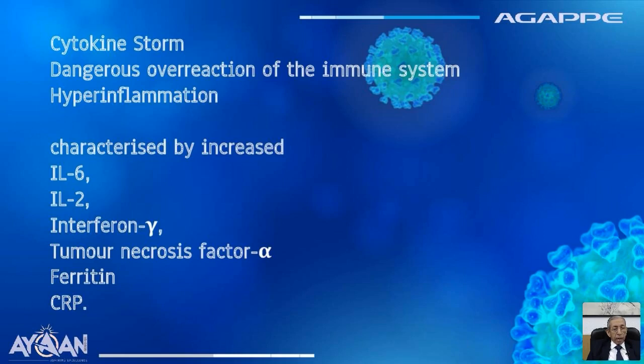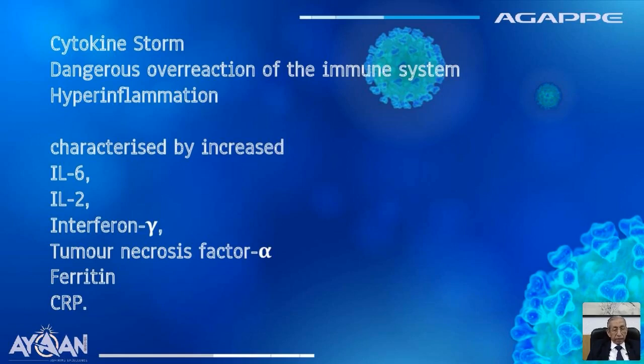Out of this, the first four, IL-6, IL-2, interferon, and TNF, are commonly not done in our laboratories, because these are costly and not very commonly available. Therefore, forget about these at the moment. These are mainly research approaches, whereas ferritin and CRP are commonly available.